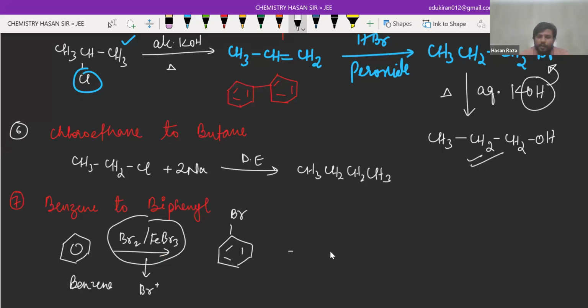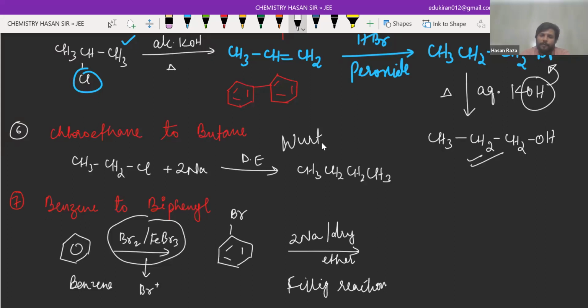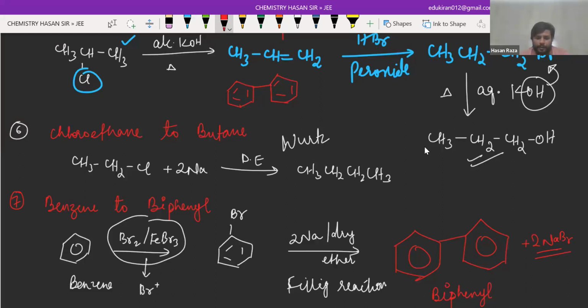Now, after becoming bromobenzene, you are going to react this with 2 sodium in the presence of dry ether. This is a name reaction. You know the name of this reaction, that is Wurtz-Fittig. So what you will get is biphenyl, double of this. This is your biphenyl plus 2 NaBr. Is that clear?